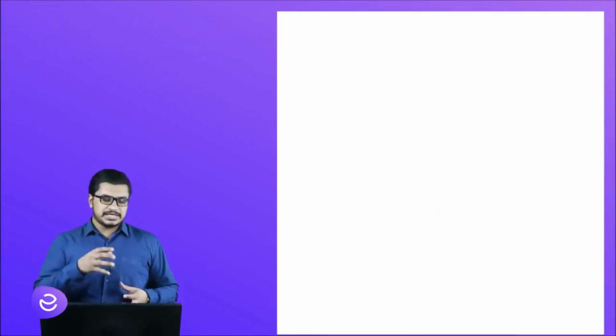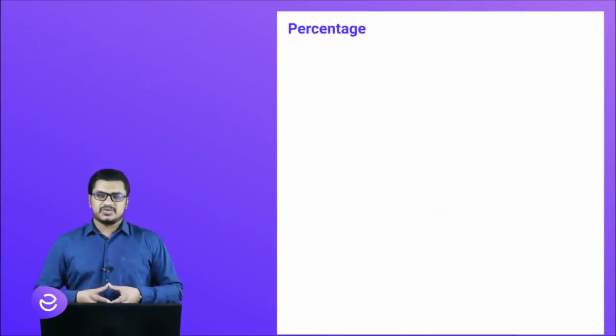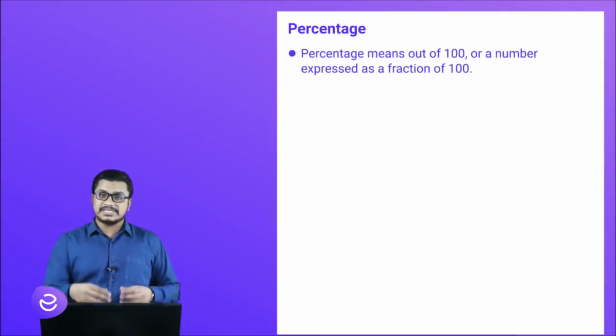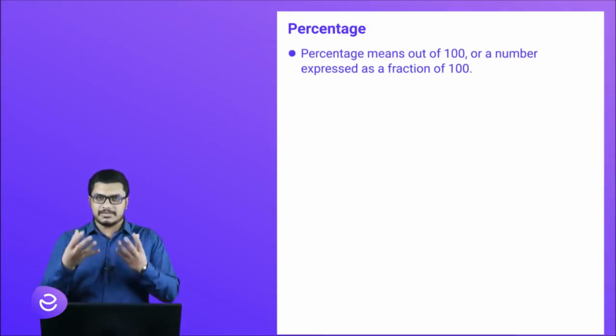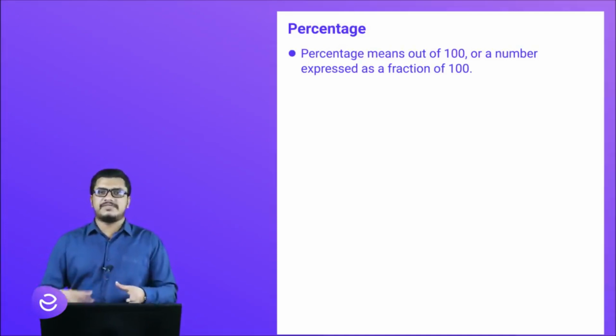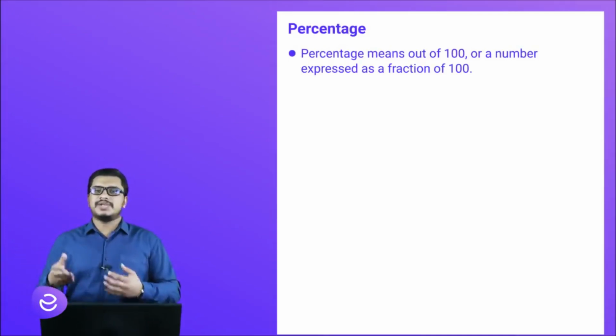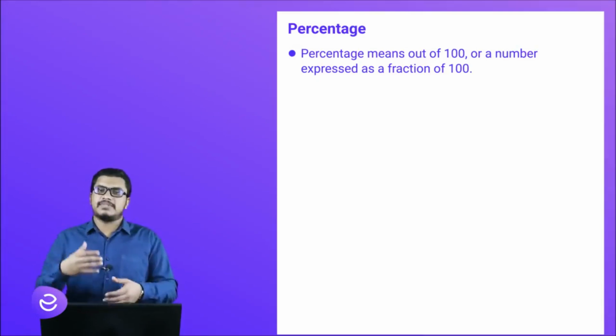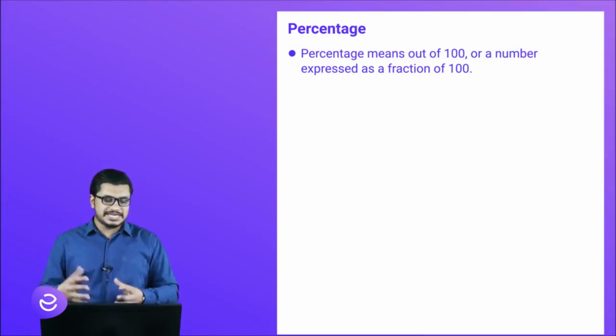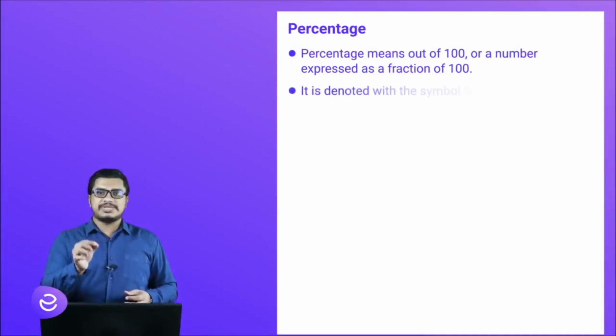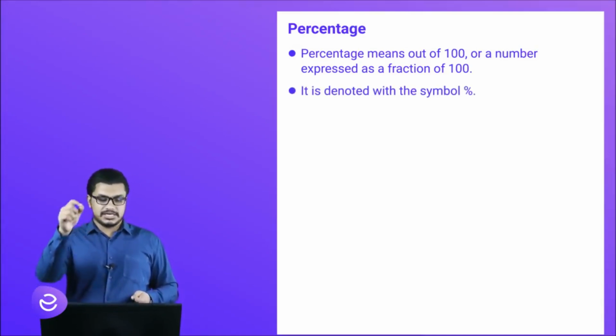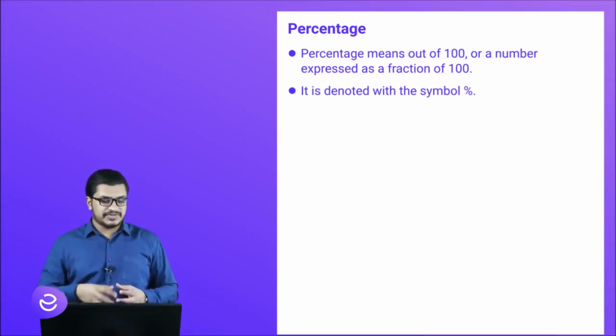Next comes the area of percentage. So some basic information. Percentage means out of 100, or a number which is expressed as a fraction of 100. Fraction of 100 means the denominator is 100. So 70% means 70 by 100. So any number which is out of 100, we can say it as a percentage. It is denoted with the percentage symbol, which you can see on the screen.